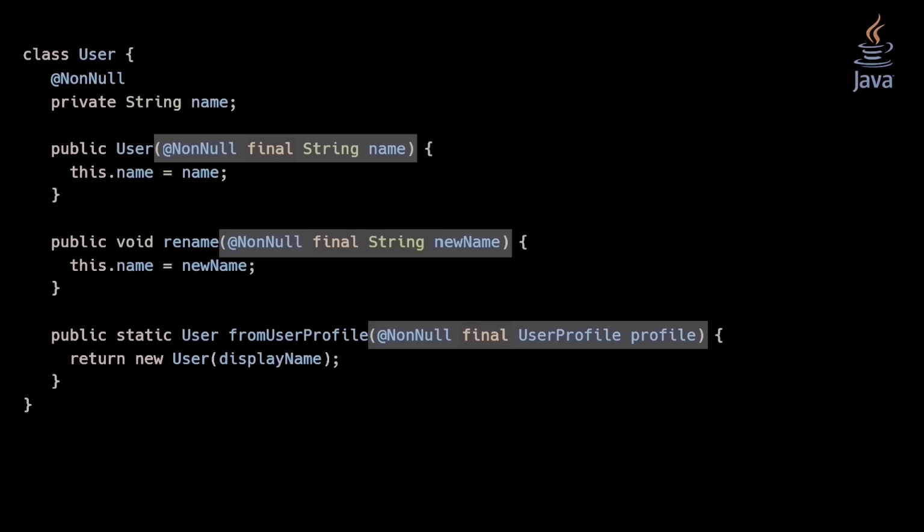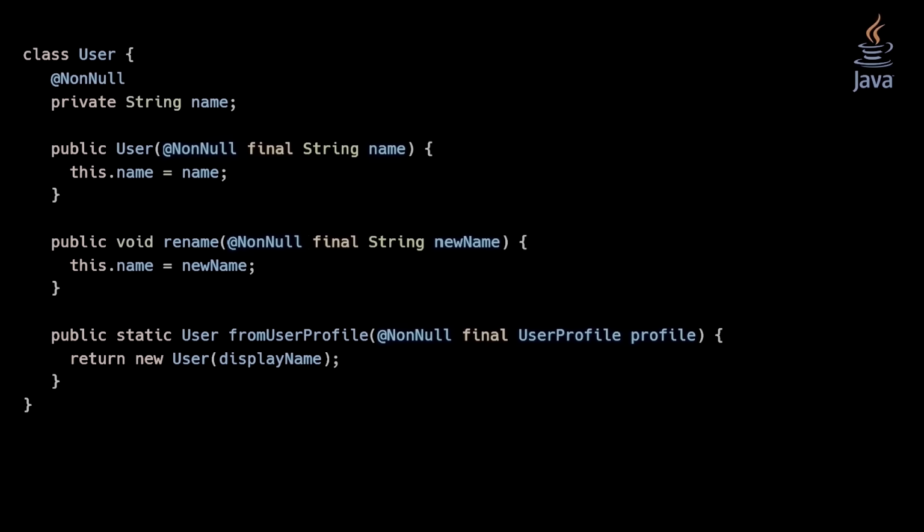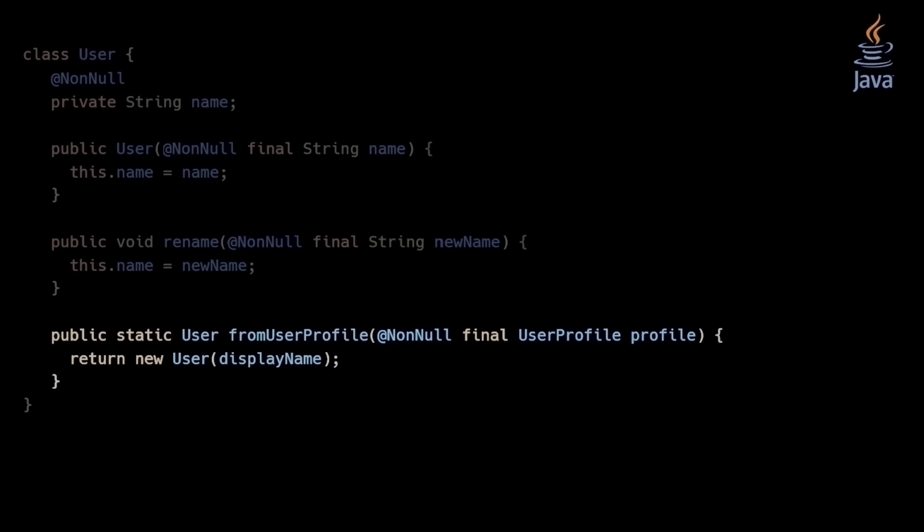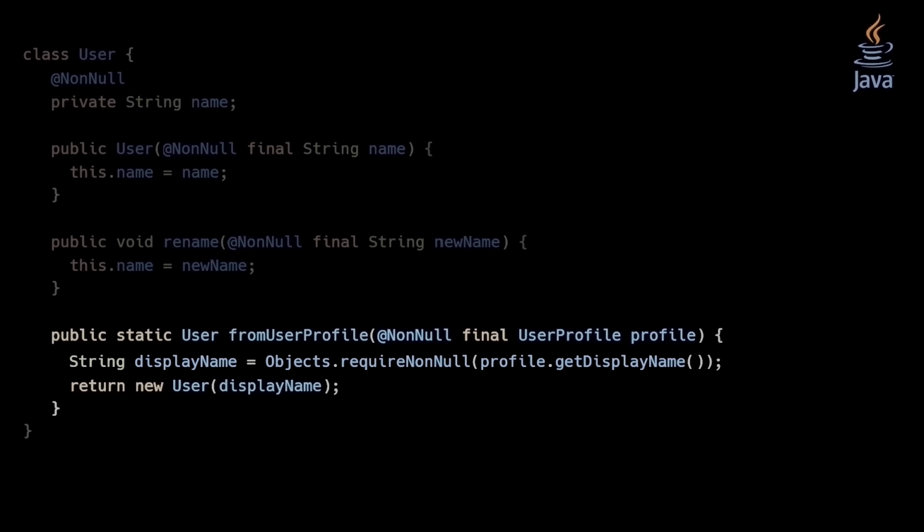This prevents accidental mutation and communicates our intent to future developers modifying this class. Lastly, we need to handle a special case. Even though the user profile function argument passed in is non-null, its member variables can still be null. So we want to verify that the display name field of user profile is non-null at runtime.